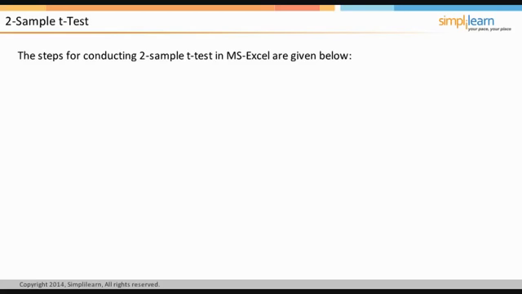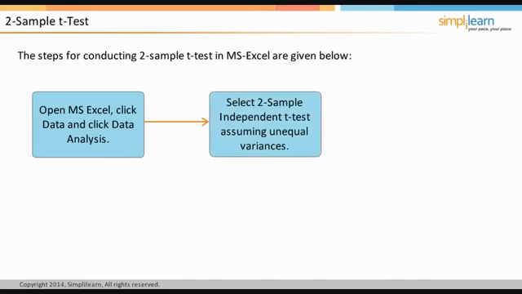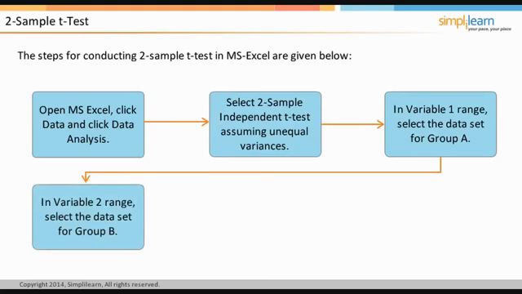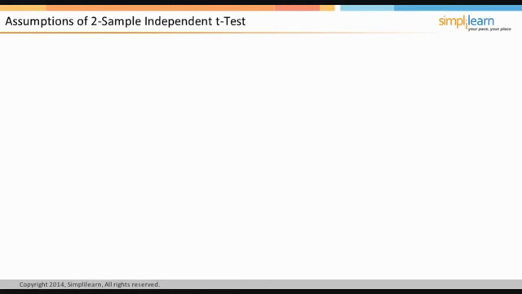The steps for conducting a two-sample t-test are: open MS Excel, click Data, and click Data Analysis. Select two-sample independent t-test assuming unequal variances. In variable 1 range, select the data set for group A, and select the data set for group B in variable 2 range. Keep the hypothesized mean difference as 0. Click OK. In the following screen, we will focus on two-sample independent t-test assumptions.